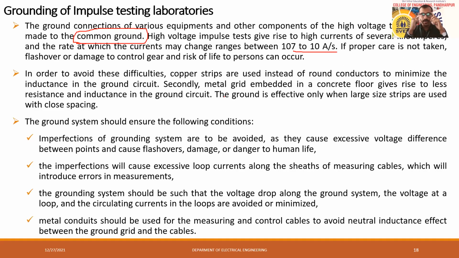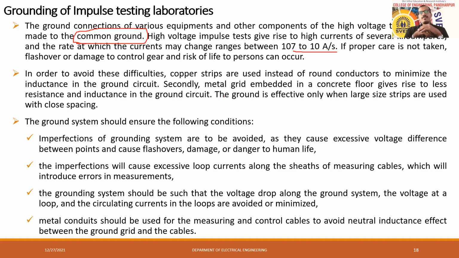Second thing, whatever metal grid is available on a concrete floor, there may be a little increase in resistance as well as inductance in the ground circuitry. And the important thing is that the ground is only effective when large size strips are used for close spacing. Means whenever there is a very small or close spacing, around less than 1 or 1.5 meters, then a larger size copper strip should be used, and only then will it become effective.